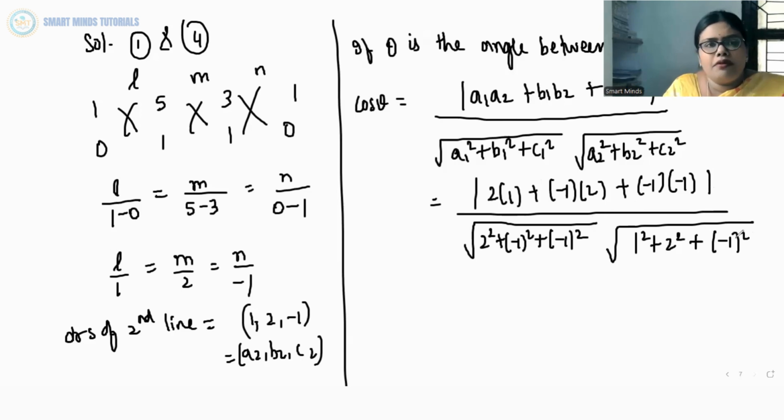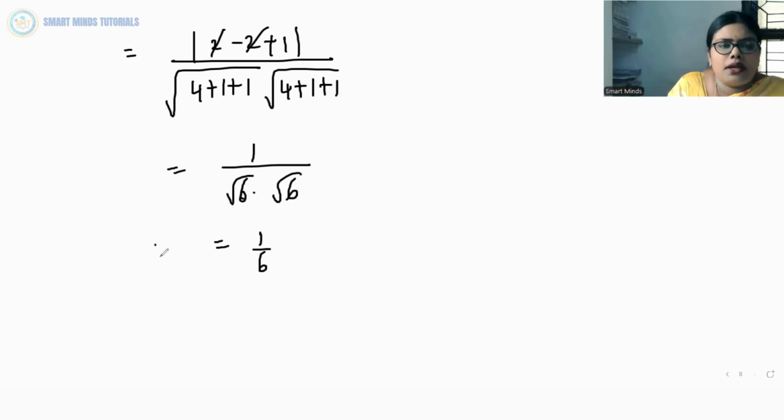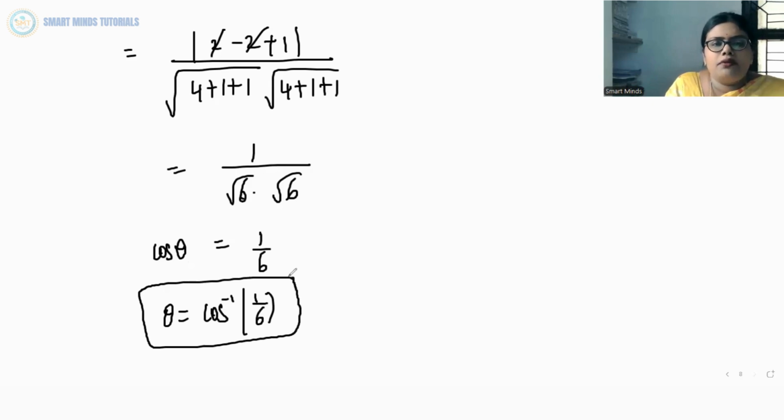Now if you simplify this, you will get mod 2 minus 2 plus 1 by root over 4 plus 1 plus 1, root over 4 plus 1 plus 1. 2 minus 2 cancel, that is 1 by root 6 into root 6. That is equal to 1 by 6. This is cos theta. Whenever they ask you the angle, don't stop at the cos theta value. We need to find the theta value. So theta is equal to cos inverse 1 by 6. This is the angle between the two lines.